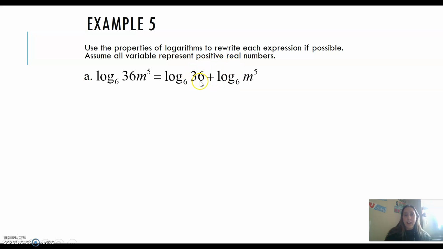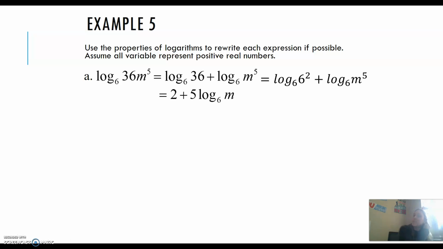Then I can rewrite log base 6 of 36 using the power rule here, so I get log base 6 of 6 to the 2nd. Remember how I said if we can, we should rewrite this as a power of the base, 6, and I can. So this is going to turn into a 1, and I'm just left with 2 here, and then I'm going to apply the power rule and throw that 5 out front. So I end up with 2 plus 5 times log base 6 of m, and then I'm done.